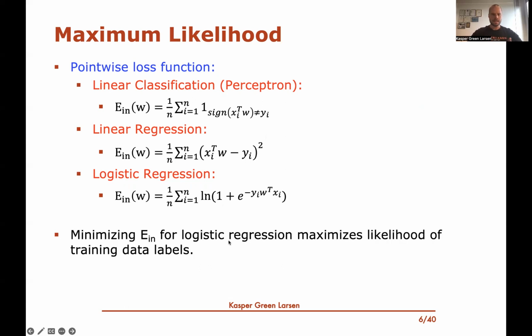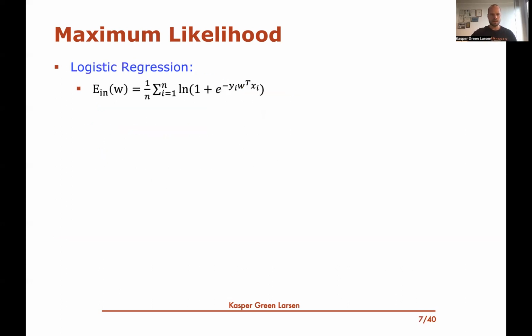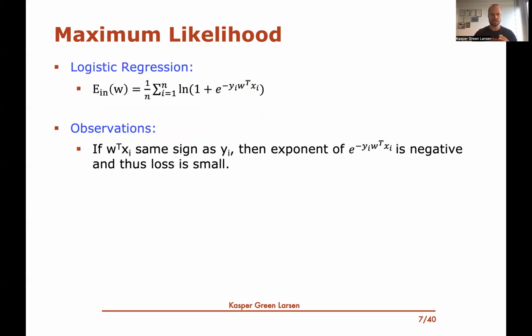Minimizing this in-sample error for logistic regression really maximizes the likelihood of seeing the training data labels. This is the intuition for what's going on if we minimize this expression, and this is the motivation for choosing this loss function. Okay, so this is our loss, and let's just look at it a little bit to see that this is a sensible loss function. Let's try to parse what's happening in this expression.